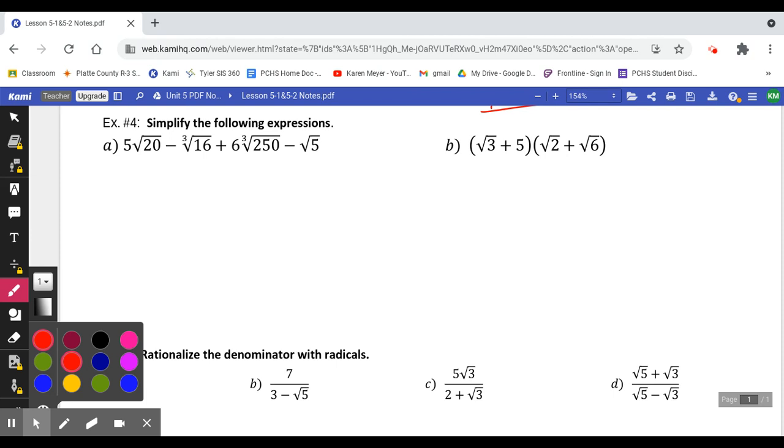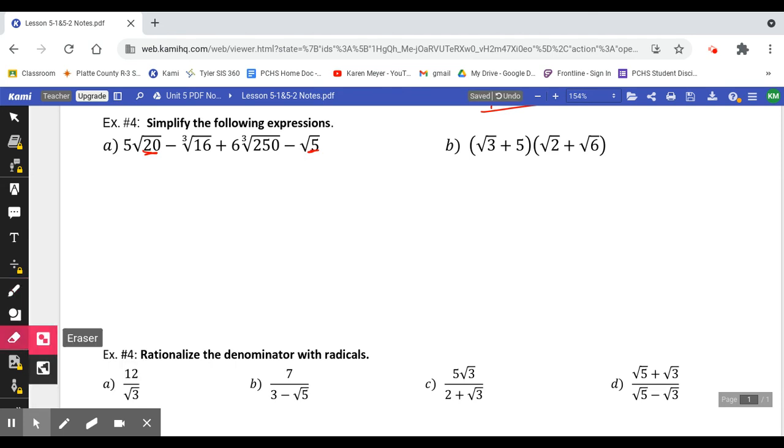And you can only add square roots together or subtract them together if they both have the same number underneath. So right now, my square root has a 20 and my other square root has a 5, and those are not the same number.